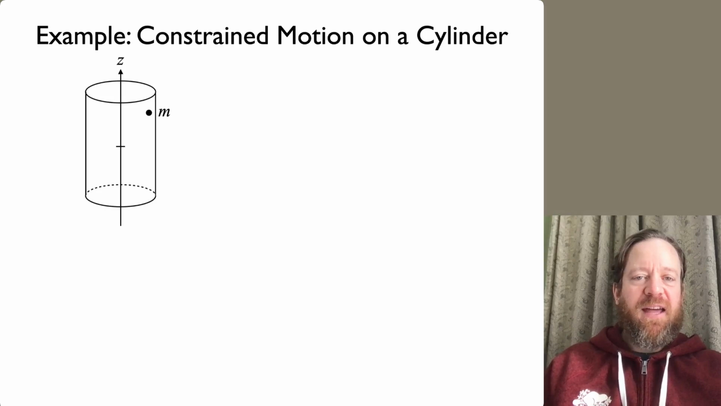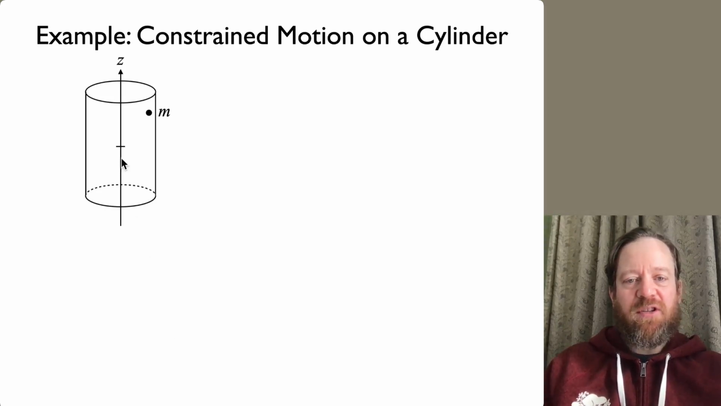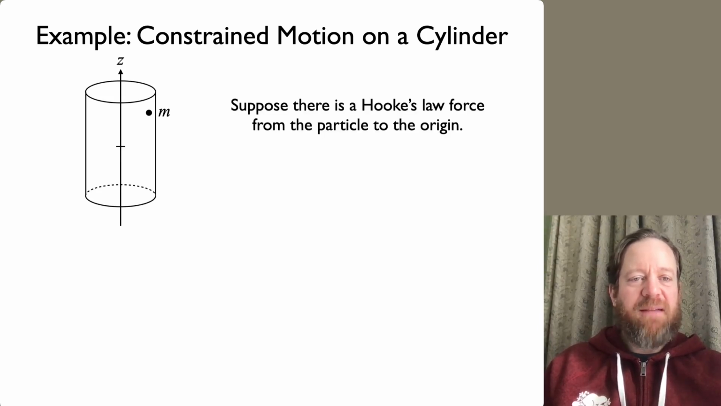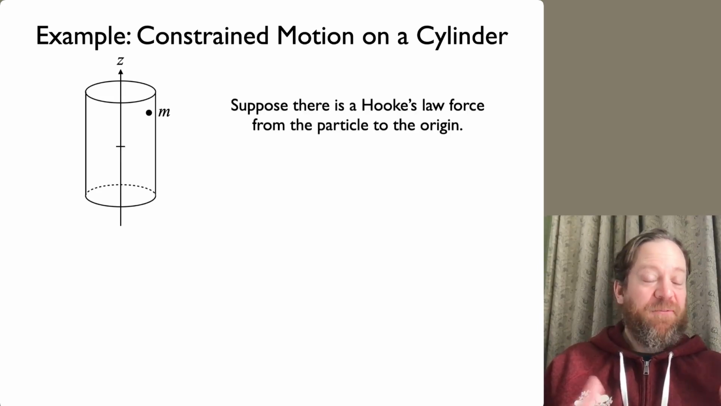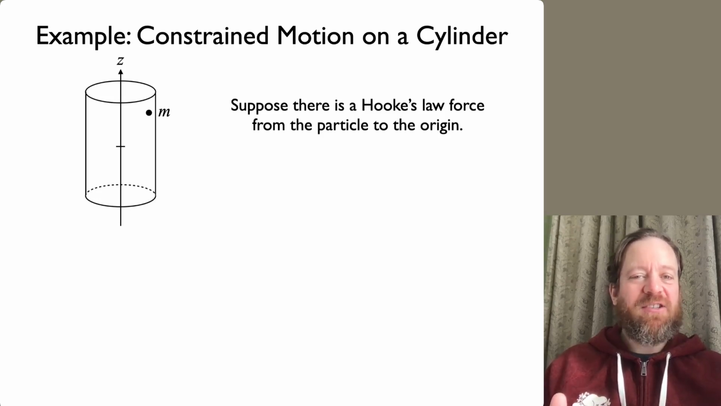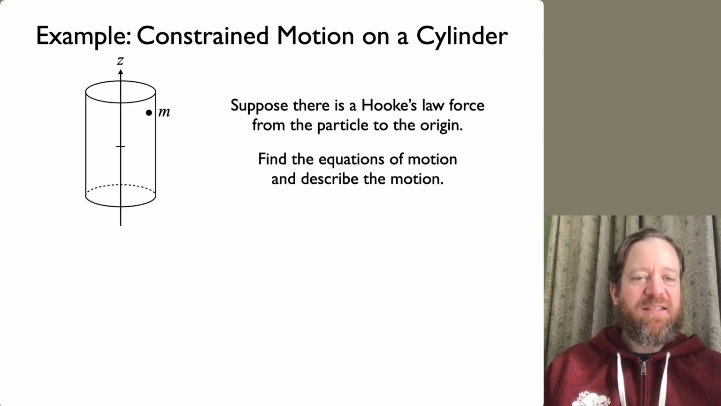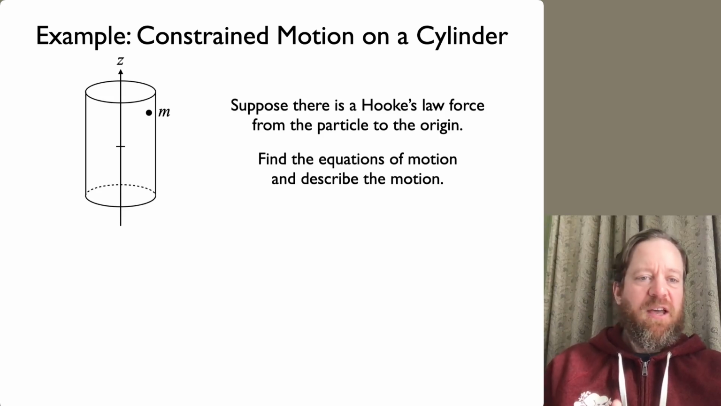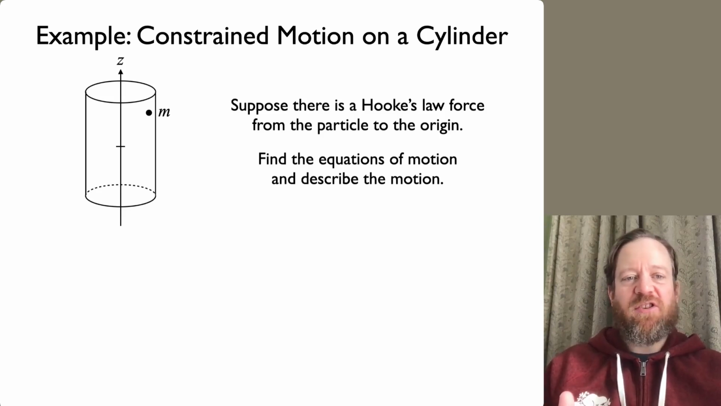Now we're going to suppose that between the mass m and the origin, which I've marked in right there, there is going to be, say, a spring. We'll imagine that there is at the very least a Hooke's law force pulling that mass back toward the origin. So this force, of course, is what is going to keep the mass constrained to the surface of that cylinder. The question we are asked then is to find the equations of motion and describe the motion. So again, we're not going to end up solving the equations of motion here, but rather we will inspect that equation of motion, or equations of motion in this case, and obtain some insights from it.